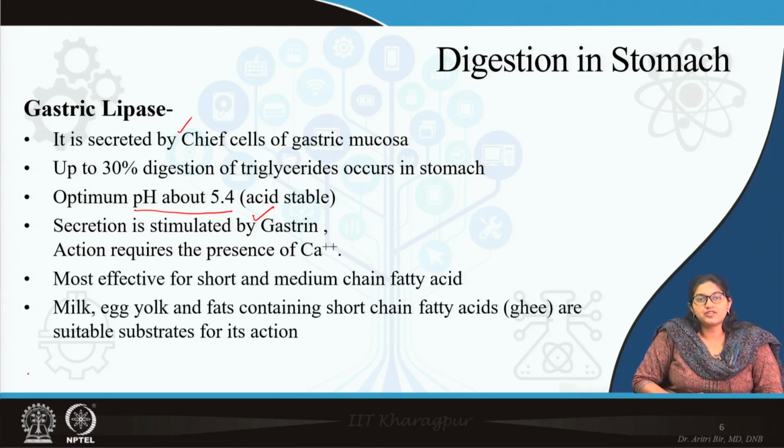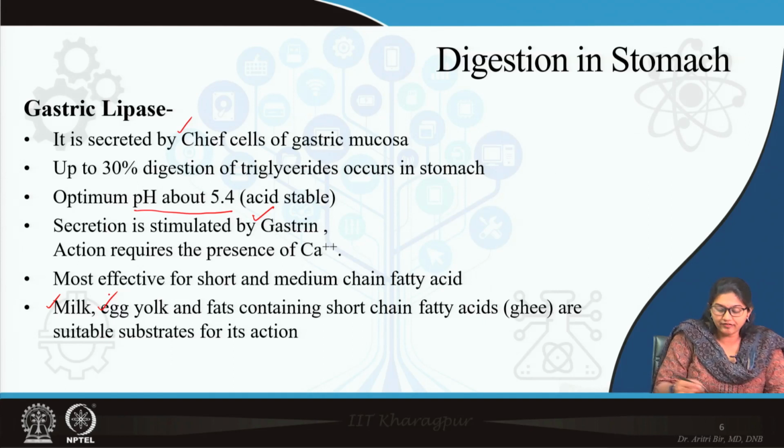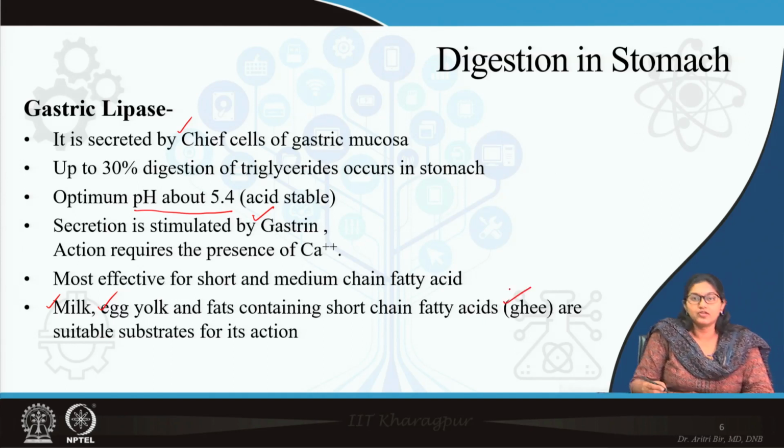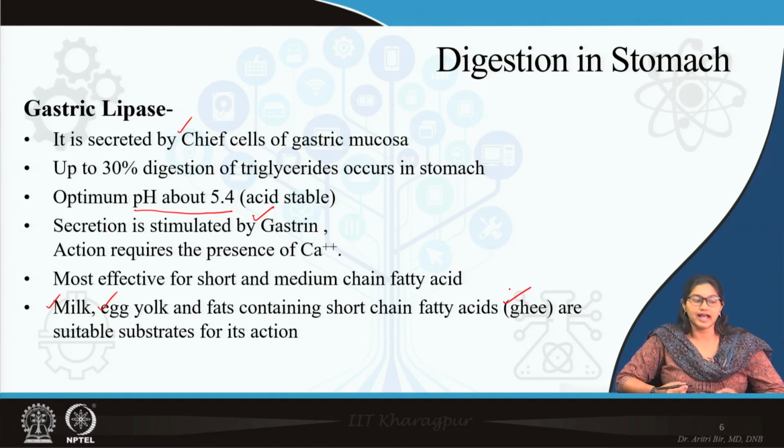Gastric lipases are most effective in breaking down short chain and medium chain triglycerides, giving rise to short chain and medium chain fatty acids, and these are present in milk, egg yolk and fats like ghee, which contain short chain fatty acids. They are the suitable substrate for gastric lipase.